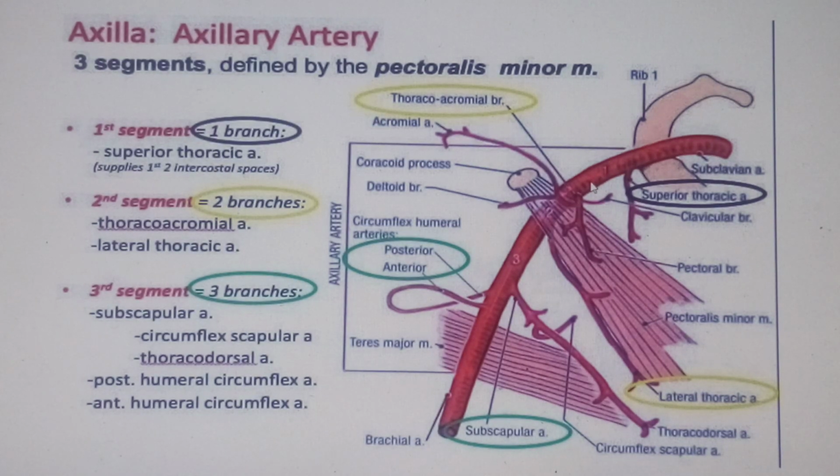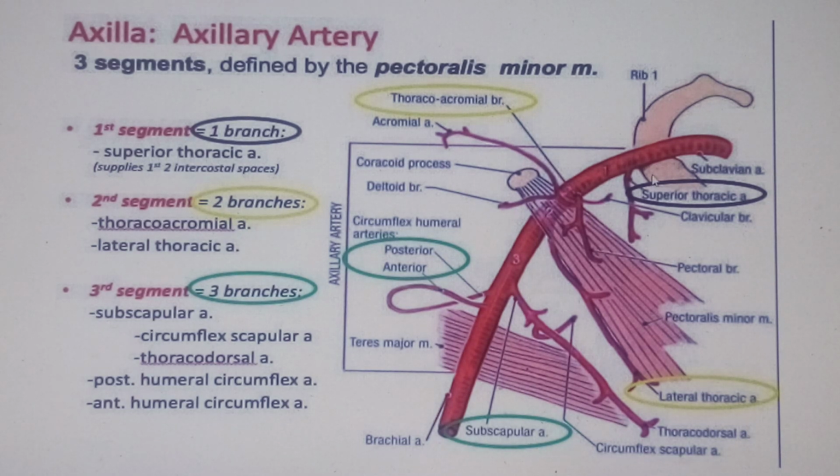Then we have the medial part, the one that is deep to the pectoralis minor muscle, the retro part, which is the second part of the axillary artery. And then from the lateral border of the pectoralis minor muscle till the outer border of the teres major muscle, I have the 3rd part of the axillary artery.